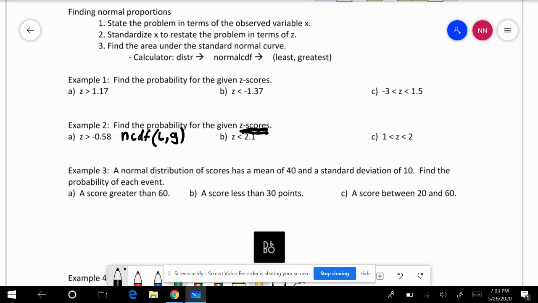So in this first case, when z is greater than negative 0.58, we're going to put our normal CDF, we're going to put our negative 0.58, and then what we do is we pick a large number, like 100. When we do that, what we get is a probability or an area of 0.719.